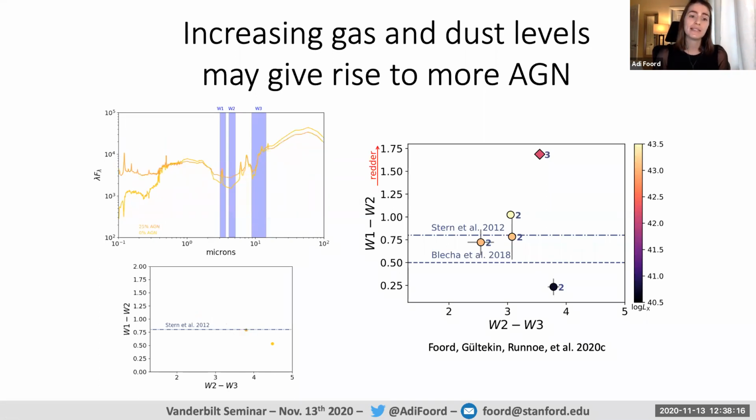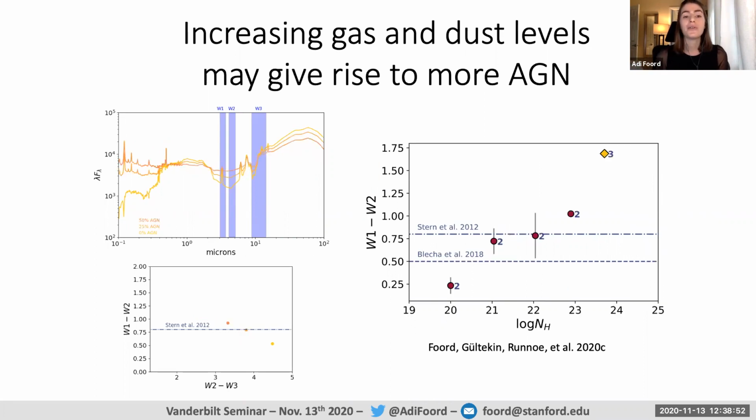Because of these differences, a lot of color cuts have been defined, and I'm showing you 2 with these blue lines, above which you might expect an AGN to reside. I'm plotting the WISE colors for a subsample of these triple mergers that had suitable WISE coverage. And next to each point, I'm saying how many X-ray AGN were discovered in those systems. As you can see, not all of the systems would be identified as AGN using these IR diagnostics.